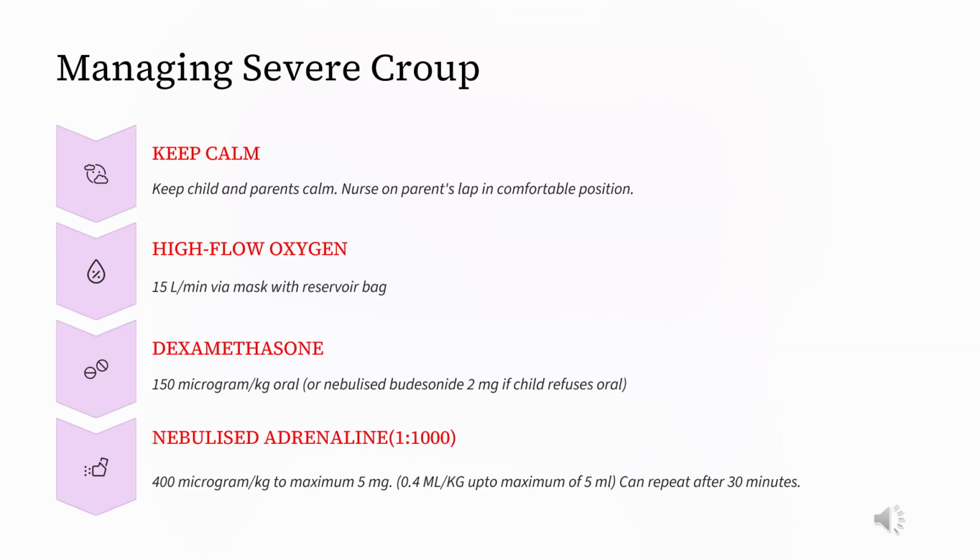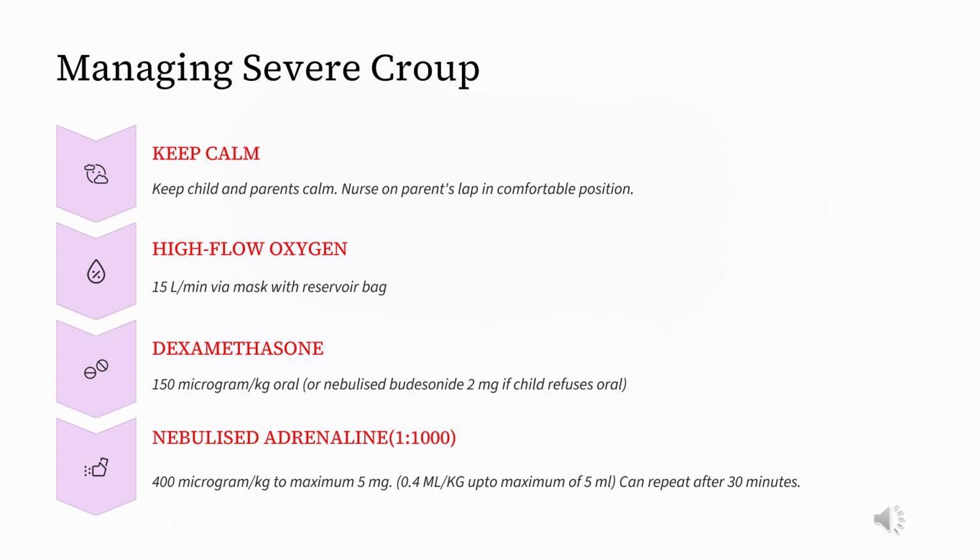Now we have seen the management of mild to moderate croup. Now let us see how you will manage a case of severe croup. First and foremost is to keep calm. Keep child and parents calm. And child should be nursed on parents' lap in the most comfortable position. And you should give high flow oxygen, 15 liters per minute, via mask with reservoir bag.